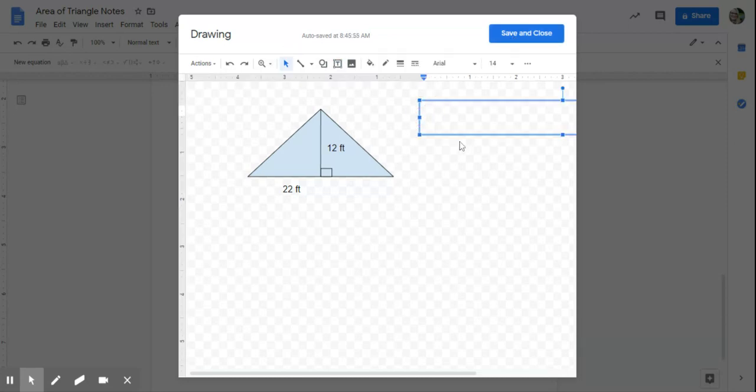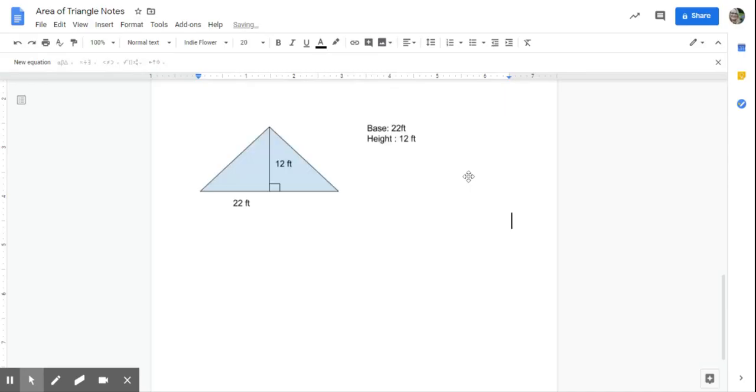All right, so hopefully you've tried it by now. I know in this instance the base is 22 feet and the height is 12 feet. So I'm going to work this out. Area equals 1/2 times base times height. So let's plug this in. I don't currently know the area, so I'm going to put A equals 1/2 times, the base is 22 feet, and the height is 12 feet.